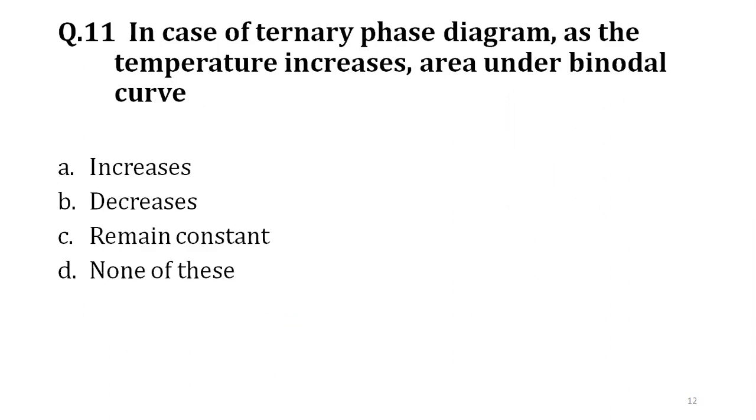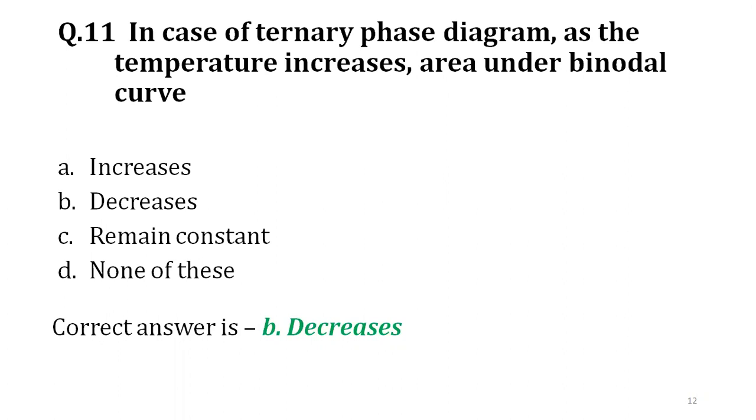Question number 11. In case of a ternary phase diagram, as the temperature increases, the area under the binodal curve: Option A increases, B decreases, C remains constant, and D none of the above. The area for the two-phase system in a ternary phase diagram is represented by the binodal curve, and as the temperature increases, the correct answer is B, that is, it decreases.